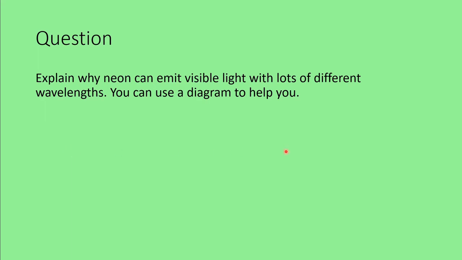Here's a question for you to try. Explain why neon can emit visible light with lots of different wavelengths. Use a diagram to help you. Pause the video and have a go.